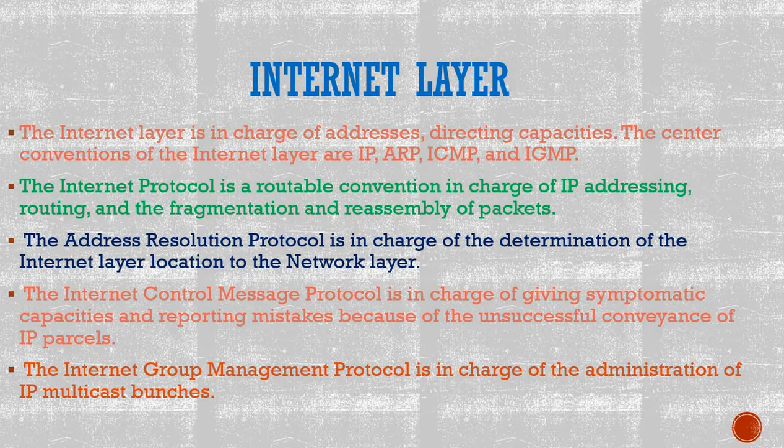So basically, the internet layer is used for directing capabilities as well as conversion, with protocols such as IP, ARP, ICMP and IGMP. Over here you can see the Address Resolution Protocol is in charge of determination of the internet layer address to the network layer. The Internet Group Management Protocol is in charge of administration of the IP multicasting groups.